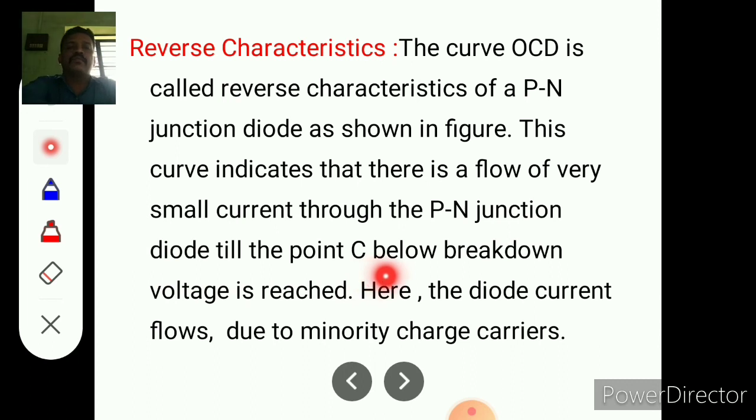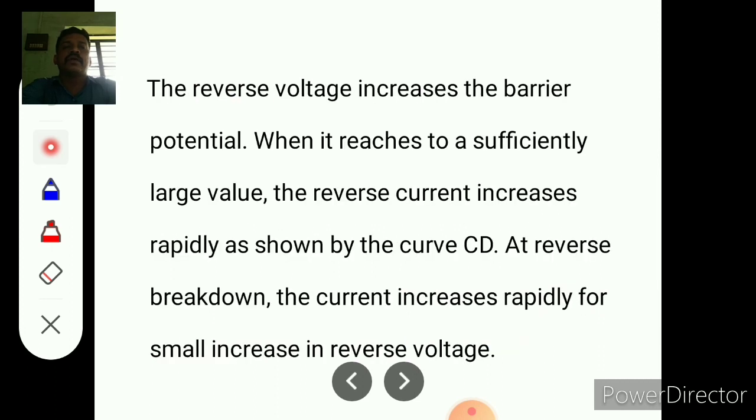Below breakdown voltage, the diode current flows due to the minority charge carriers. The reverse voltage increases the barrier potential. When it reaches a sufficiently large value, the reverse current increases rapidly as shown by the curve CD. At the reverse breakdown, the current increases rapidly for a small increase in reverse voltage.